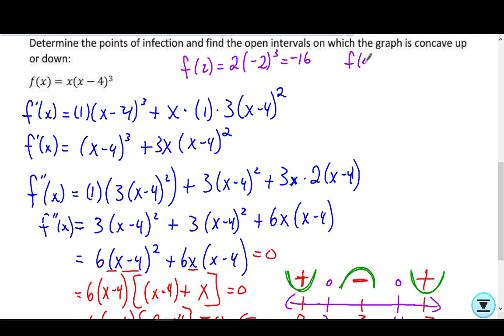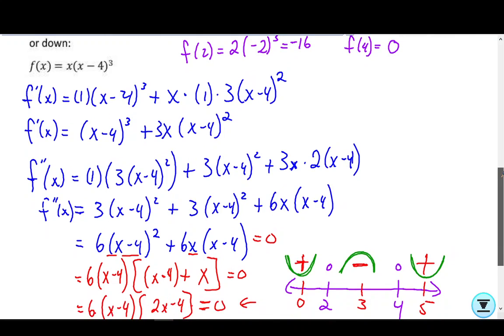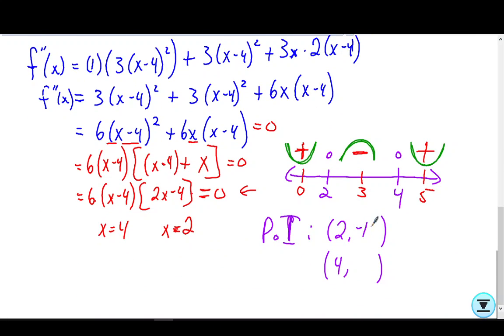And f at 4 is going to be 0. Because 4 minus 4 is 0, 0 cubed is 0, times 4, 0. So those are our points of inflection: 2, negative 16, and 4, 0.